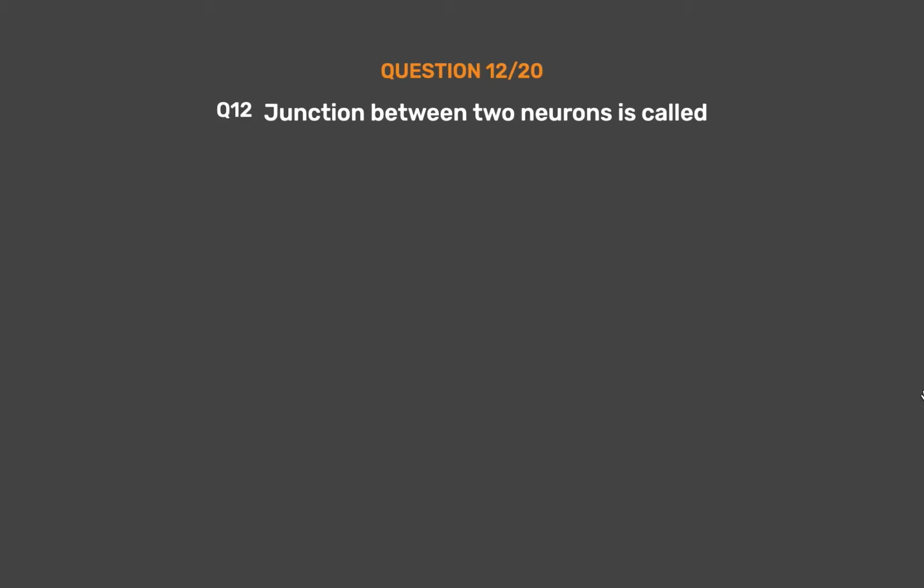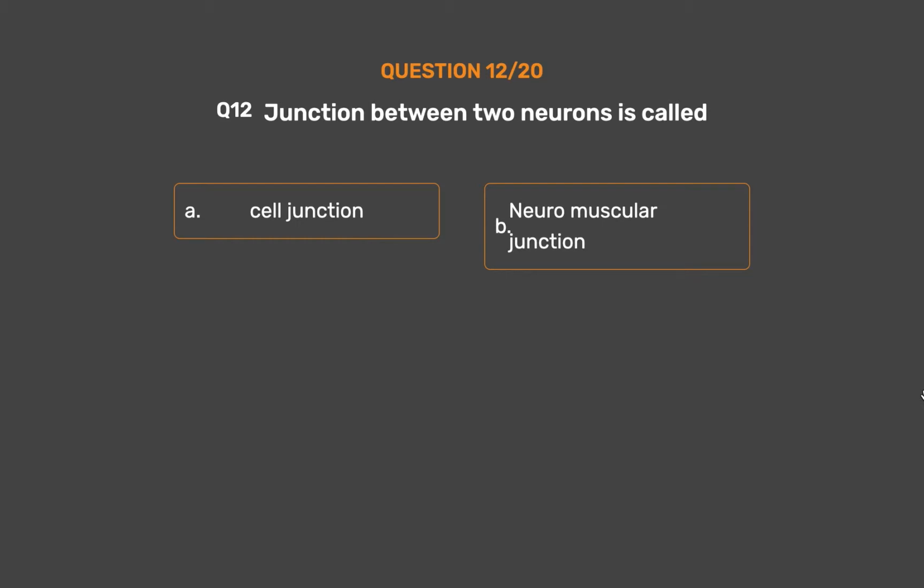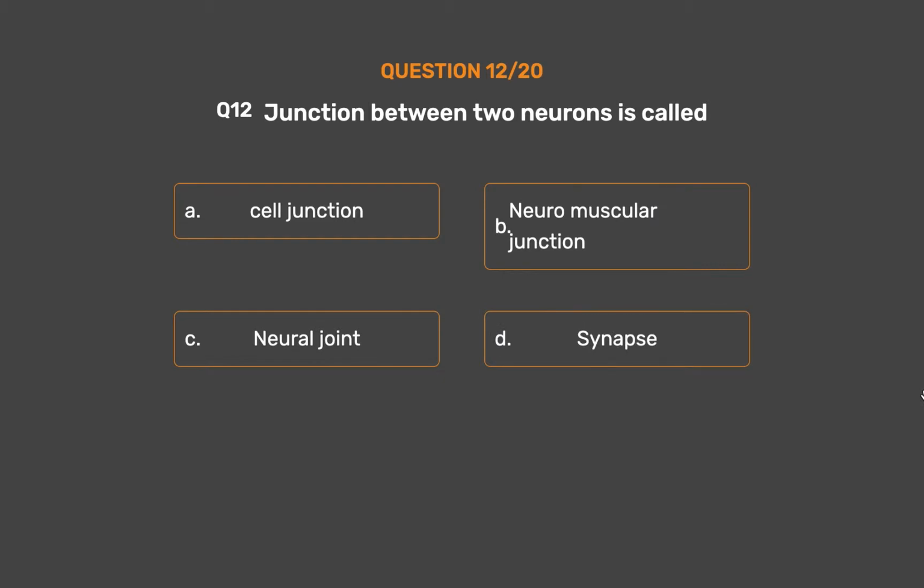Question number 12. Junction between two neurons is called: Option A, cell junction. Option B, neuromuscular junction. Option C, neural joint. Option D, synapse.